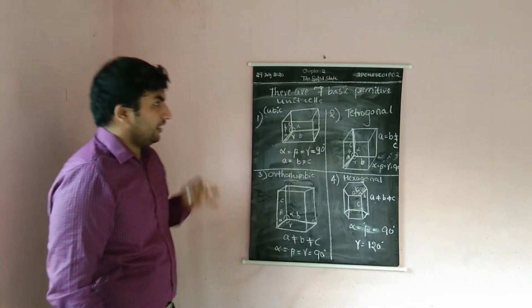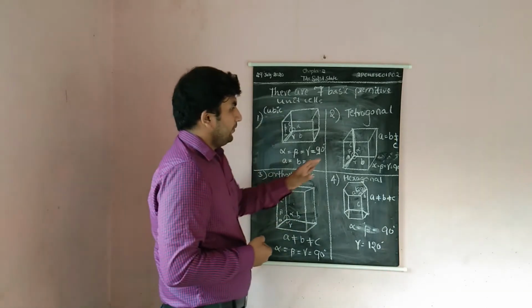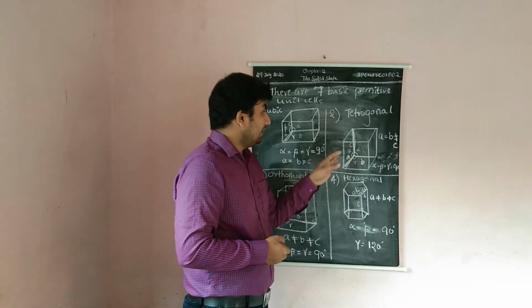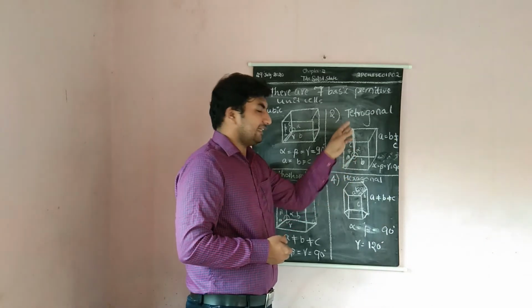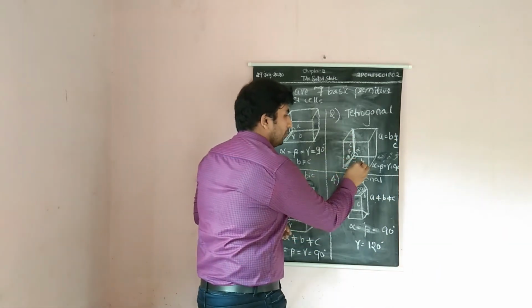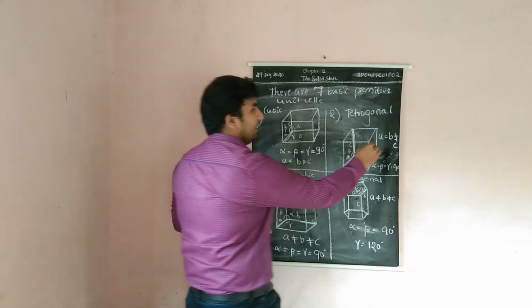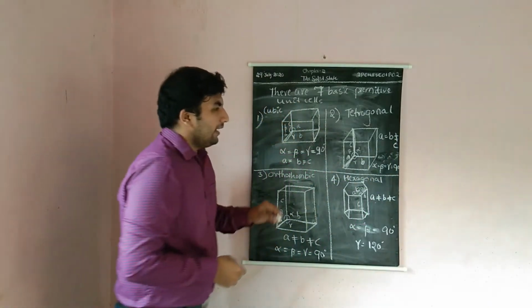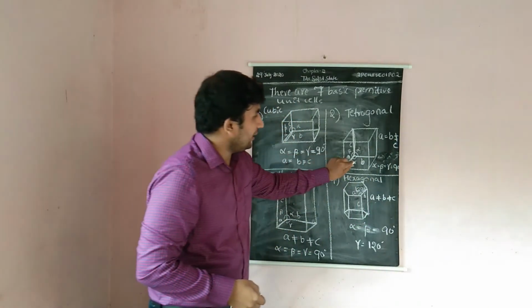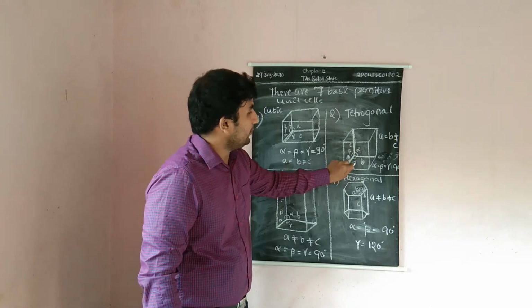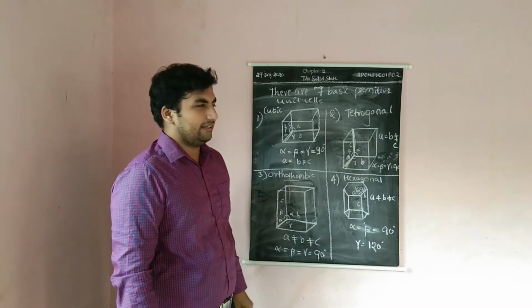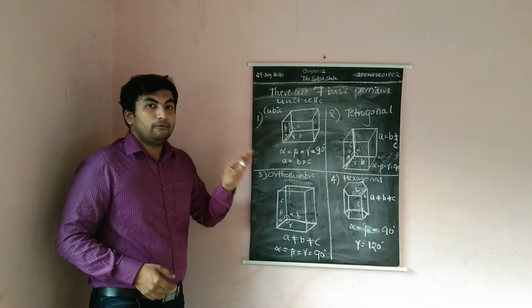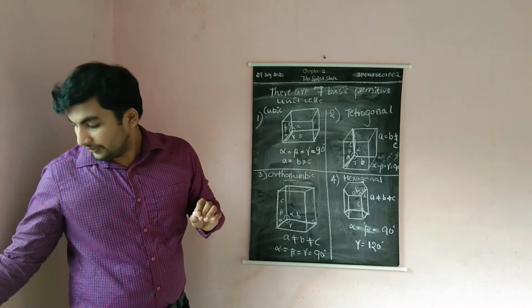The second one, tetragonal. In tetragonal structure, A and B are equal, but the C edge or C side is not equal to A and B. So A is equal to B, but B is not equal to C. But in the angles, alpha is equal to beta is equal to gamma is equal to 90 degrees. That means mutually perpendicular to each other. That type of unit cell is called tetragonal unit cell.